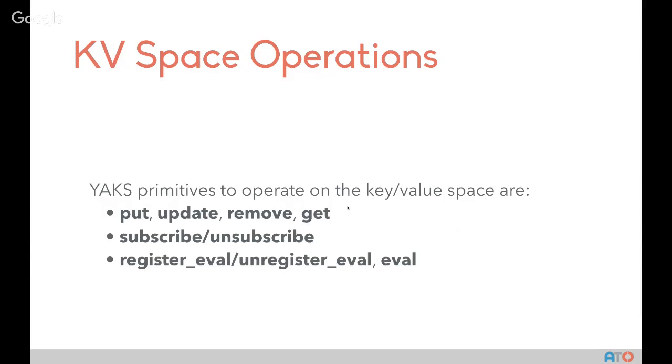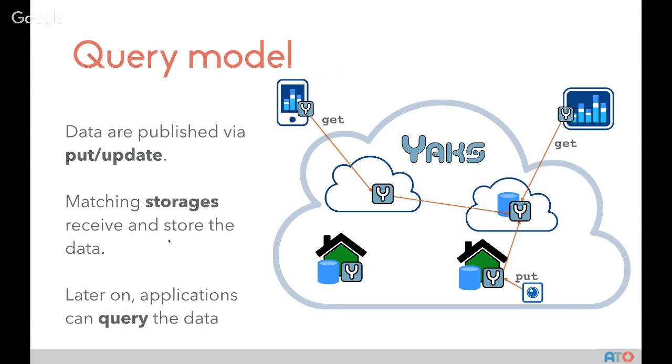In addition to this, we also support pub sub mode with subscription and unsubscription. It means that you can subscribe to publications and register a callback that will be called for your publications. And in addition to this, we also implement what we named EVAL. So EVAL is really you register a computation function, and you can later on have other applications triggering this computation function remotely, and your computation function will return a value. So we'll see an example of this in a few slides.